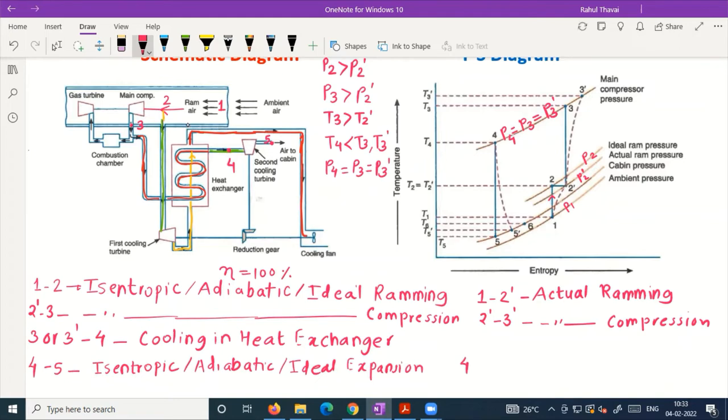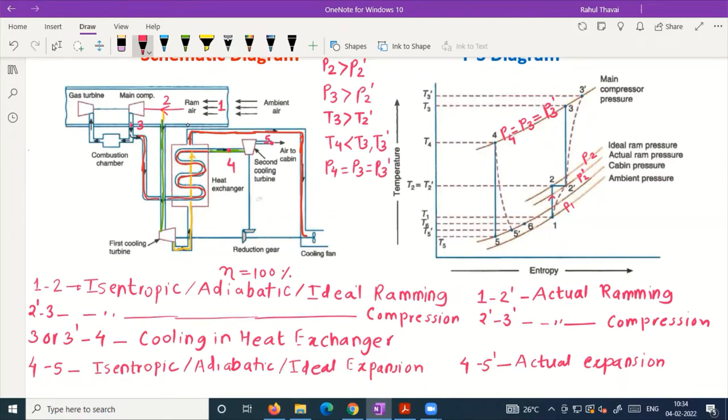Now what about 4-5 dash? It's the actual expansion. Is it okay? Yes. Now see, 4-5 is the ideal, and 4-5 dash is the actual.